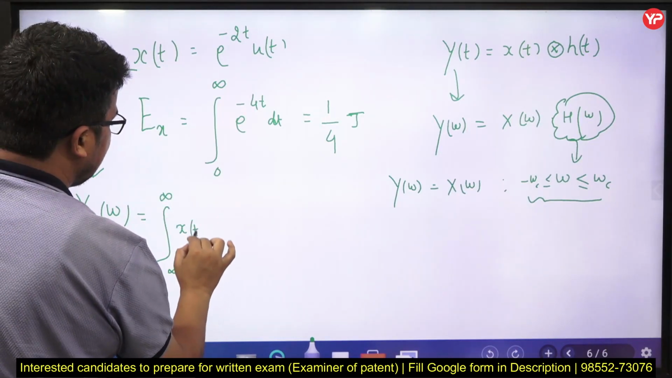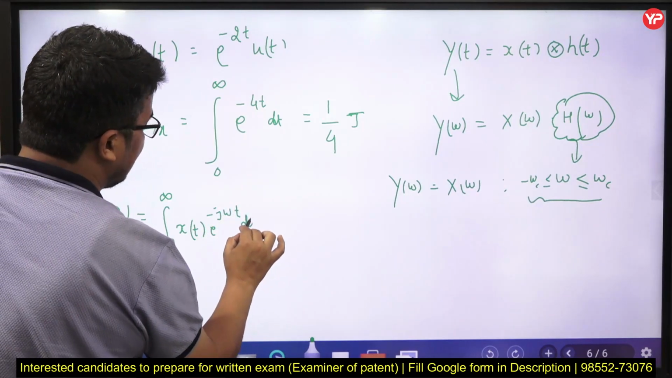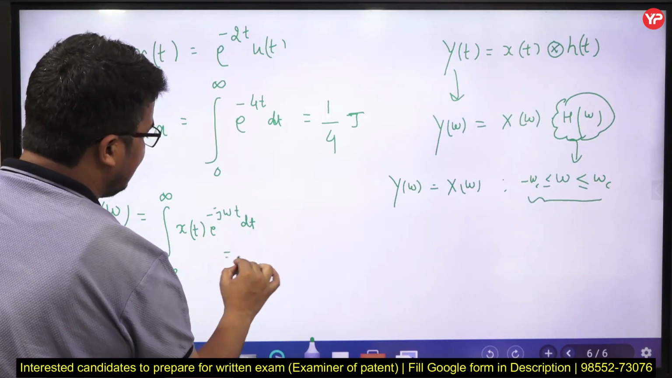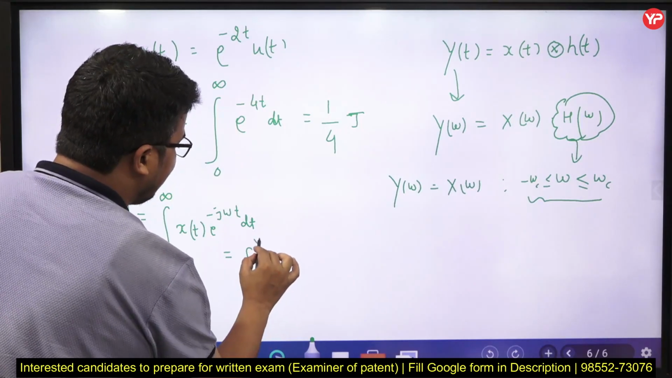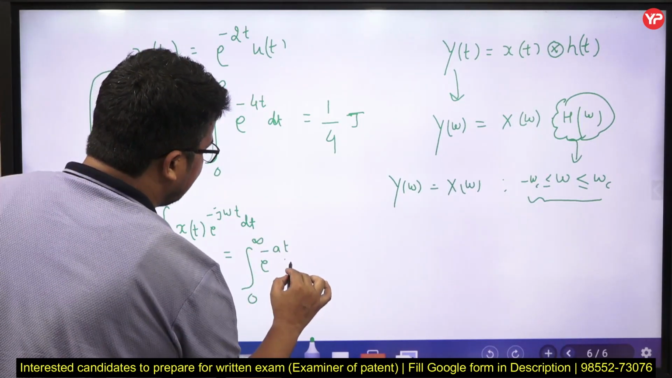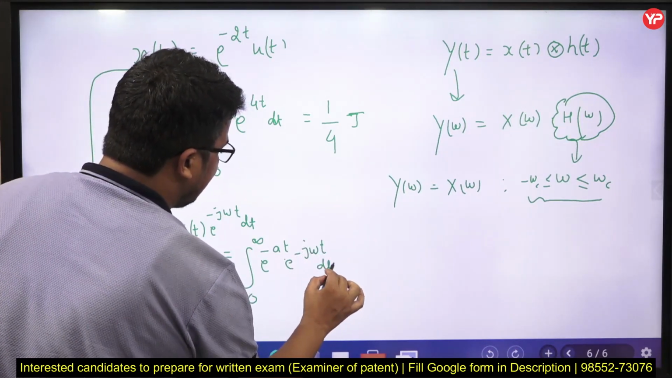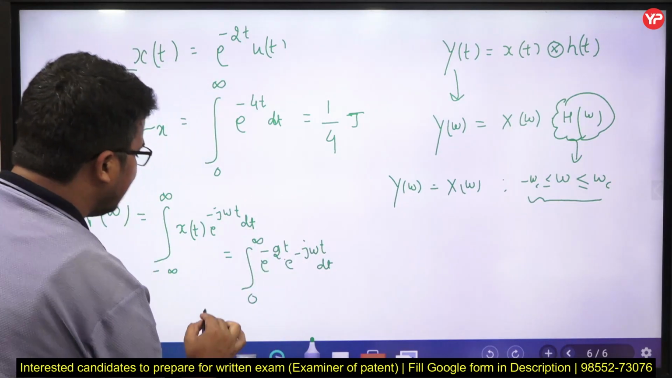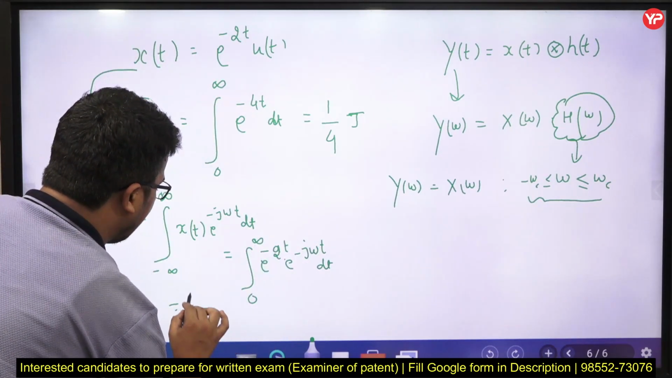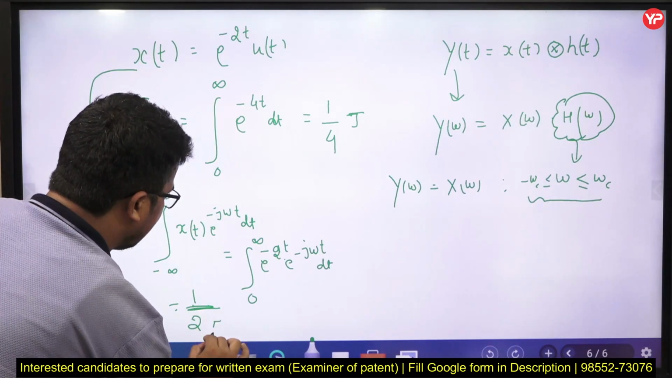x of t e raised to power minus j omega t dt. I'm not going to solve here, guys. If I put the value like this, it will be 0 to infinity e raised to power minus a t, and it will be e raised to power minus j omega t and dt. Since your a is 2, I can write this here, and simply I will end up getting 1 upon 2 plus j omega.